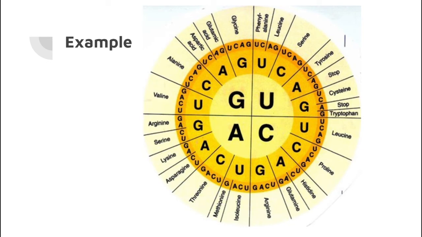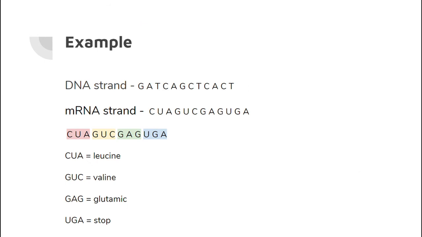So this right here is a codon chart. So you start at the middle, you find the first base in your codon, go to that quadrant, and then you find the second, and that's going to be one of those 4 sections, and then you go to your third base, find that, and then you're going to have your amino acid.